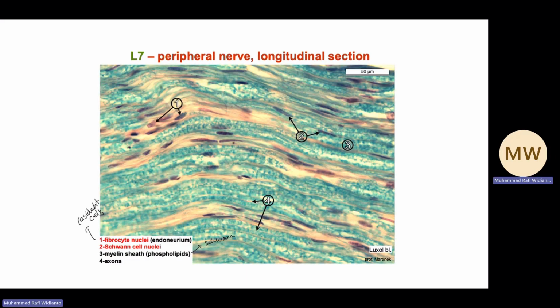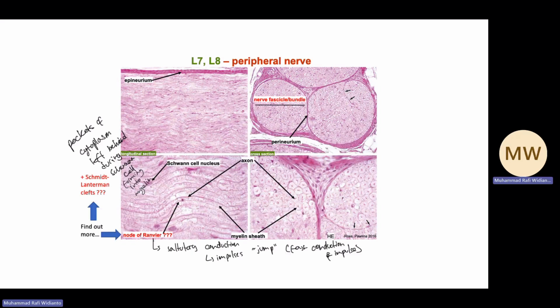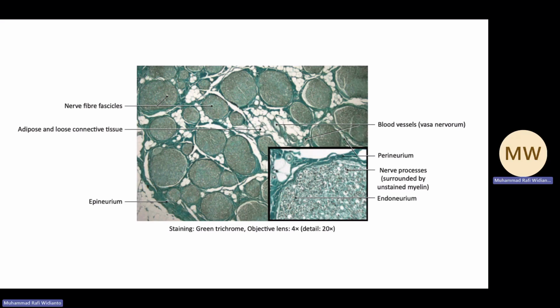Here is the peripheral nerve in longitudinal section. Over here you can see the fibrocyte nuclei, also known as resident cells. These two are interconnected or interchangeable terms. And then you can also see the Schwann cell nuclei and the myelin sheath and also the axons. Here is just another slide from the previous video, just to recall. You can see the nodes of Ranvier here. And here is another slide stained in green trichrome.